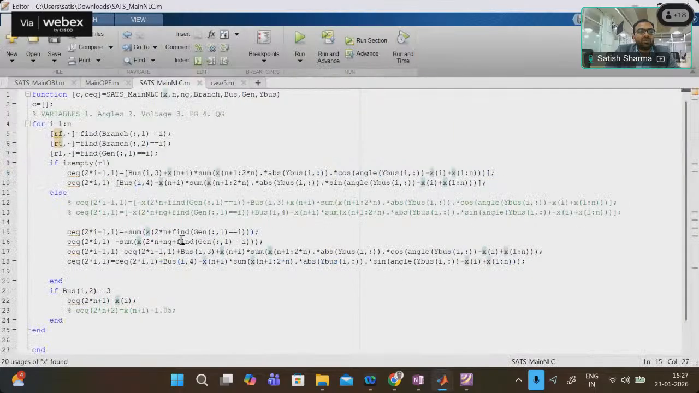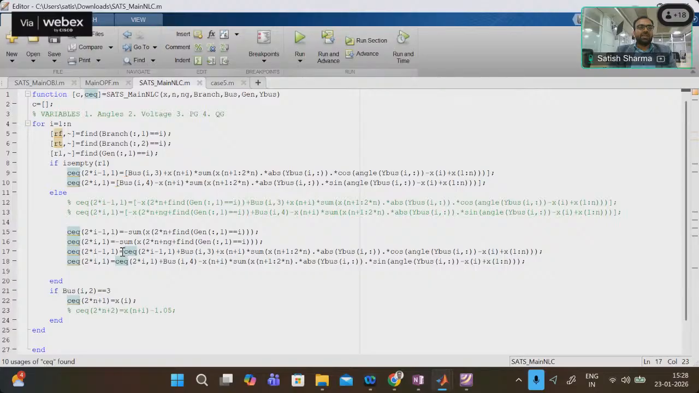Then the same we will do for the reactive power as well. So reactive power will start after n number of angles, then n number of voltages, and then ng number of PG, active power variables. This is what we have mentioned here, like 2 into n plus ng. These are the variables, and after that the index for reactive power will be there. So that's why the second equation is for the reactive power.